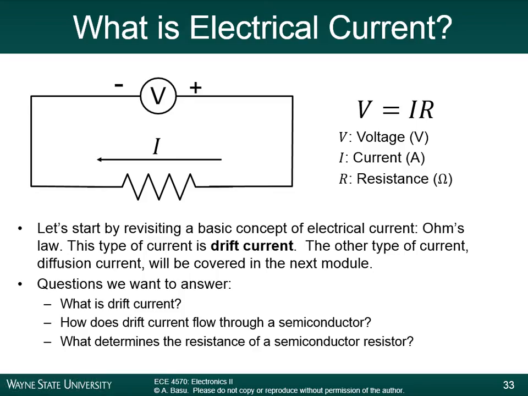There's actually two types of current. There's diffusion current and drift current. We're going to be talking about one of those types of current in this module. Diffusion we'll talk about next module. So we're going to be taking a closer look at this basic phenomena of a resistor. The questions we want to answer is this. What is drift current? How does drift current flow through a semiconductor? And what determines the resistance of a semiconductor resistor? So we're going to take a closer look at drift current right now.